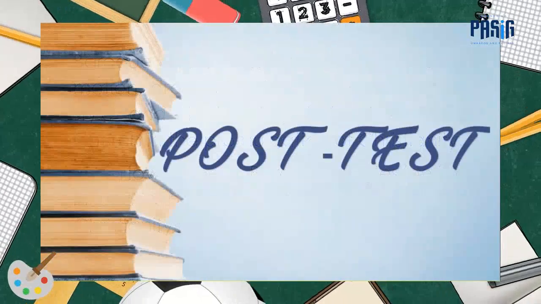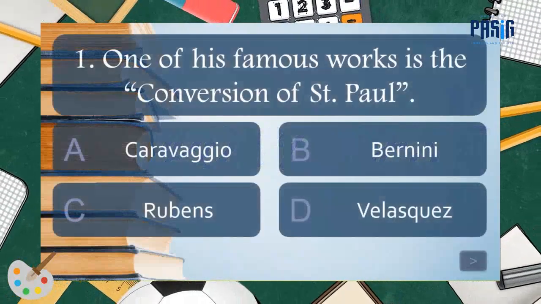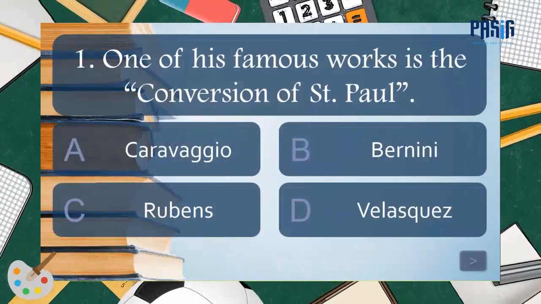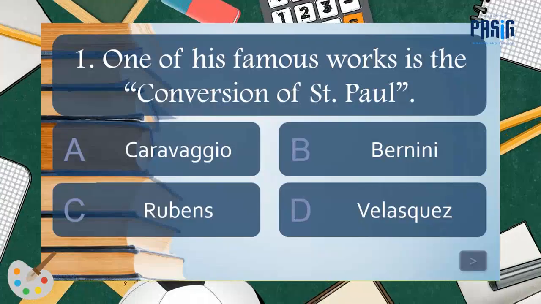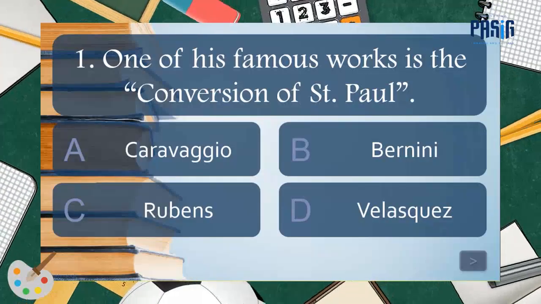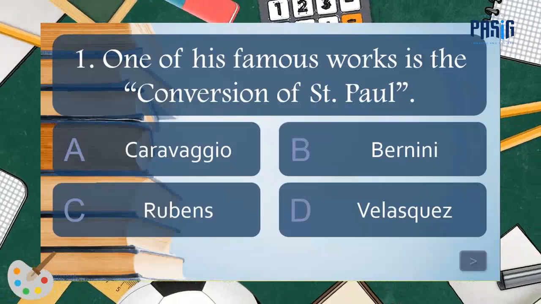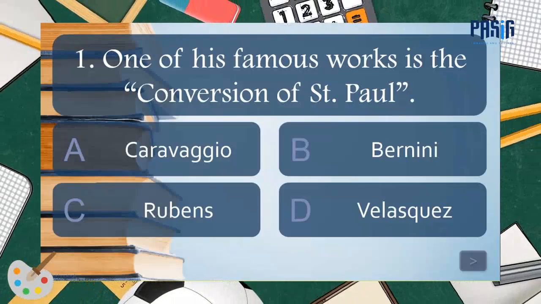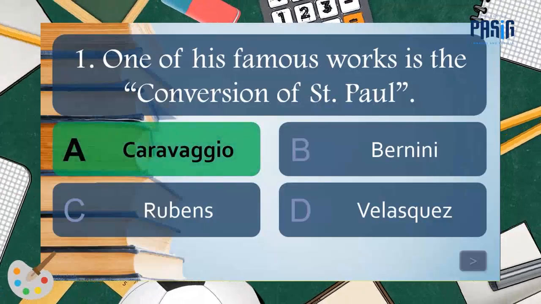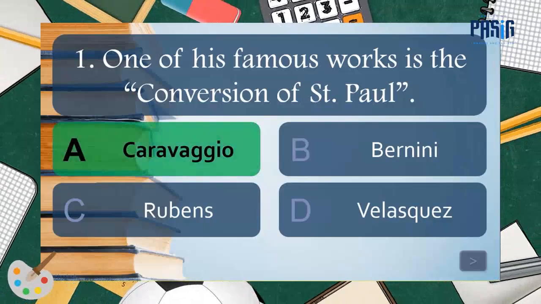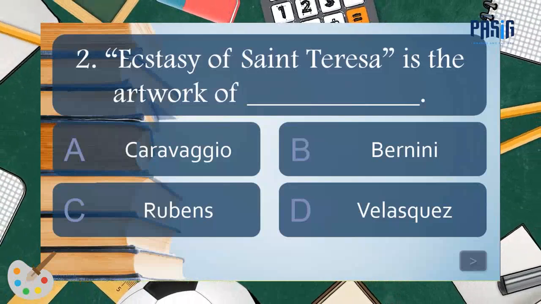And for the last part of this lesson, let's have a post-test. 1. One of his famous works is the Conversion of Saint Paul. A. Caravaggio, B. Bernini, C. Rubens, D. Velázquez. So the correct answer is A. Caravaggio. Very good.